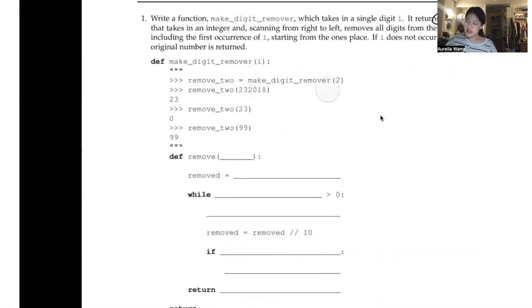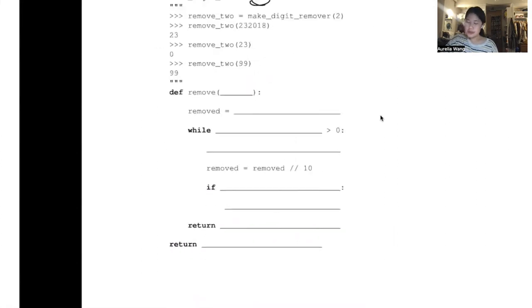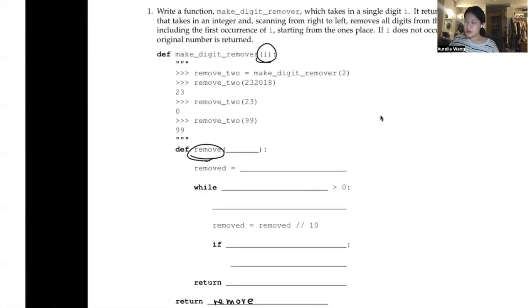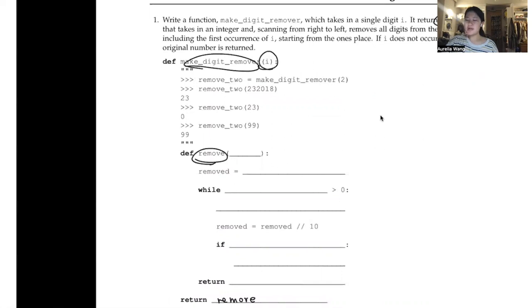Okay, so let's get right into it. We know that this is a nested function, so we take in an i that is going to be the number that we want to remove. And we know we're going to return another function, and that is going to be the nested function itself, which is remove. So the first time we call make_digit_remover, we get a function that will allow us to remove according to this i that was first passed in. Okay, so remove is now going to take another number. And in this case, it's remove2.